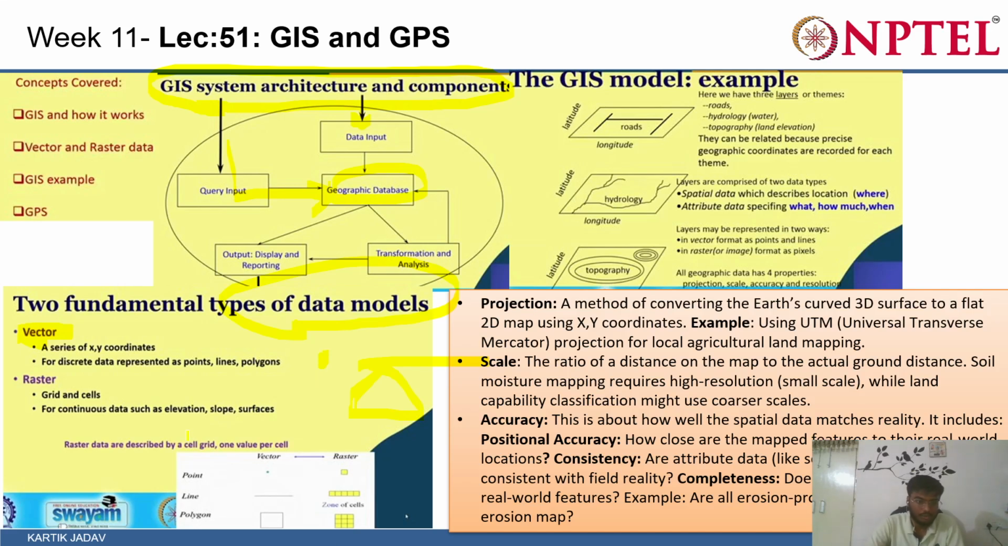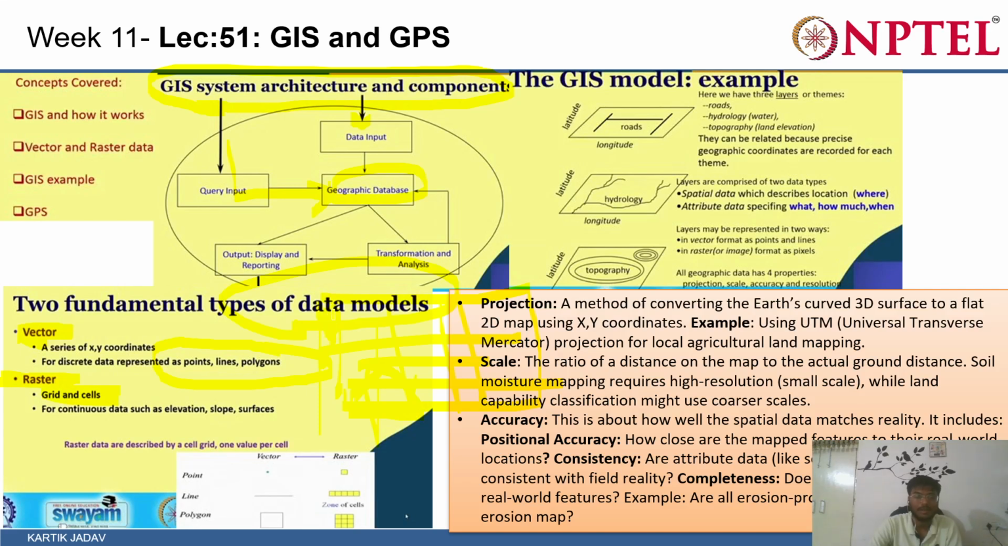That's why, to represent the physical features available on the Earth's surface, we generally use vector data. In the case of raster data, it is represented as a grid of cells. So raster data is available in the form of a grid, and all grids have cells.